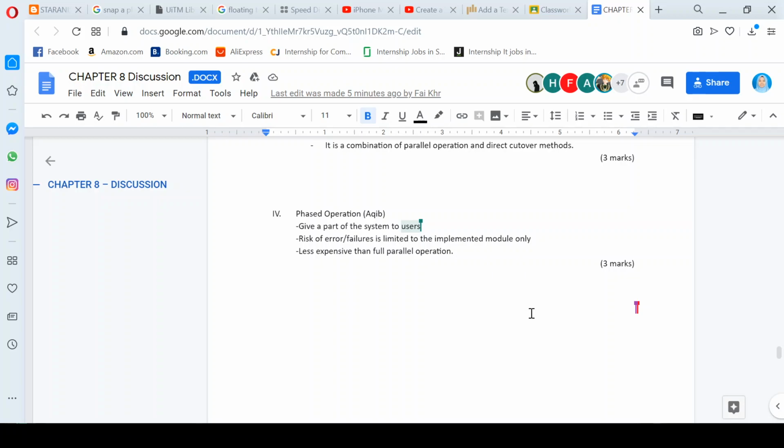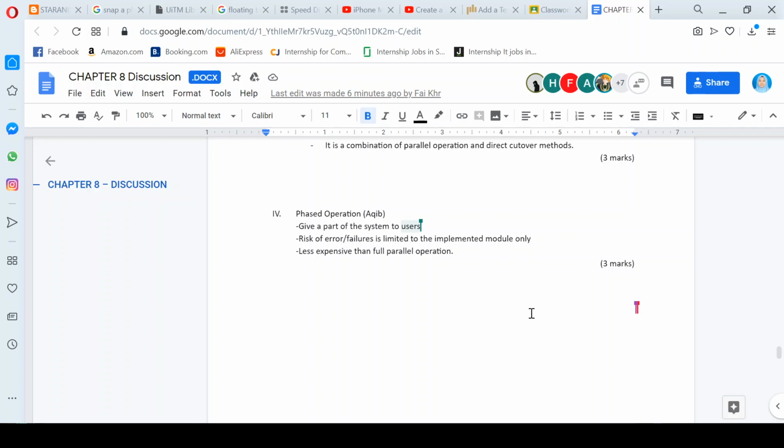So for example, the 6 module, the first one we have the login. The second one we have the view function. The third one we have the insert function. The fourth one we have the update function, and the fifth one we have the delete function, and the last one we have the logout. Okay, so kita ada dua sistem, lama dan baru. Yang lama kita ada island, yang baru kita ada uFuture. Okay, di mana dekat dalam phase operation ni kita akan bagi modul ataupun interface ataupun function yang baru mengikut peringkat.